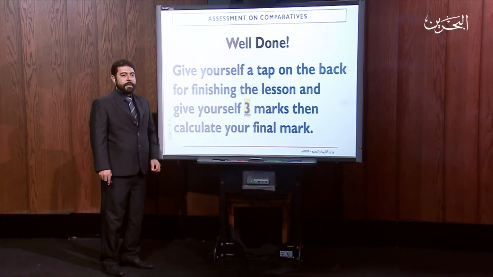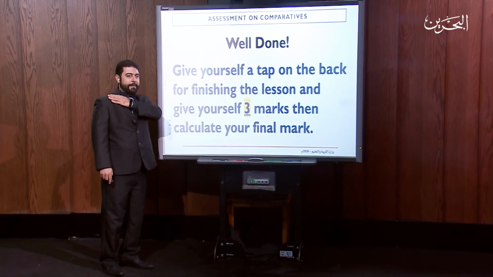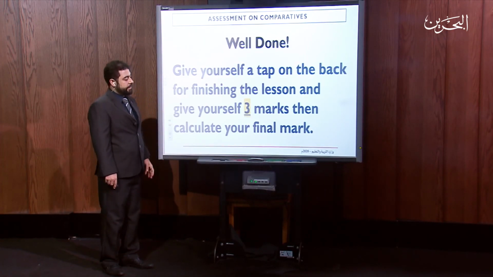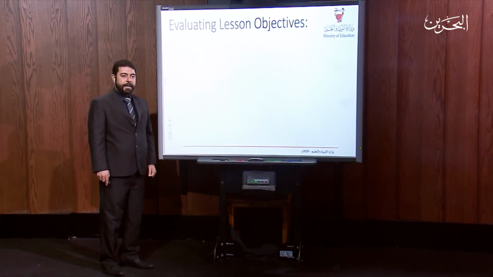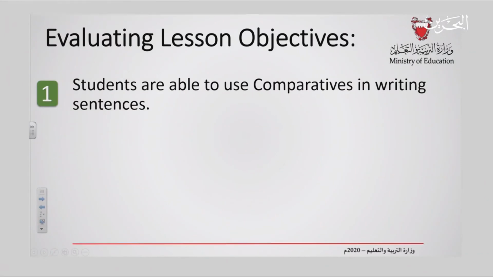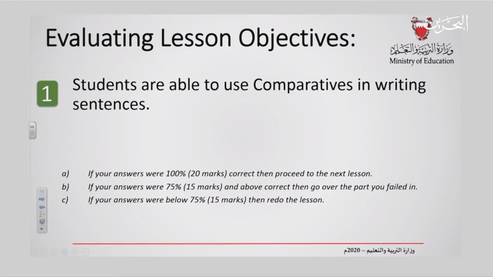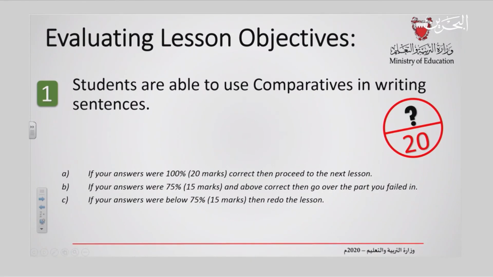Well done. Give yourself a pat on the back for finishing the lesson and give yourself 3 marks. Then calculate the final mark. Evaluating lesson objectives. Now, you are able to use comparatives in writing sentences. And you have a total mark of 20.